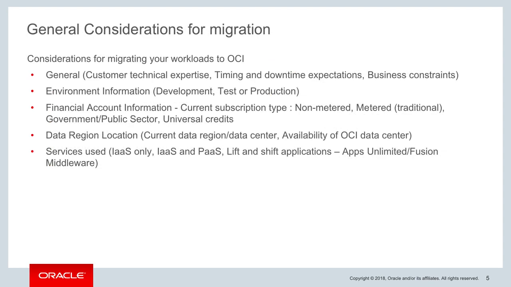In this slide, we'll look at the considerations for migrating your workloads to OCI. You need to take into account the current technical expertise you have in-house, as well as timing and downtime expectations, along with the business constraints for the different applications that you're running in OCI Classic. And you then look at the environment information. Are you running dev, test, or production, or a mixture of these workloads in OCI Classic? What kind of subscription type do you currently have on the OCI Classic infrastructure? Are you using non-metered, metered, or universal credits model?